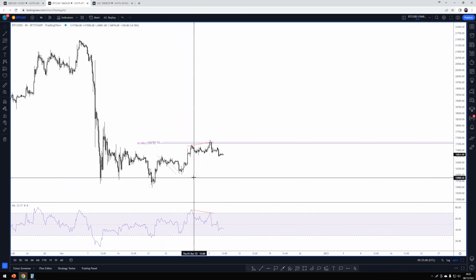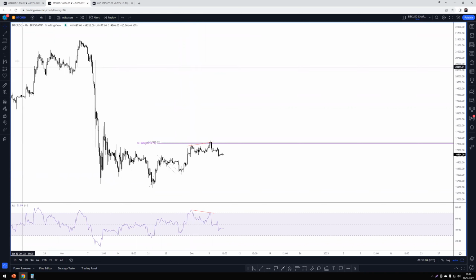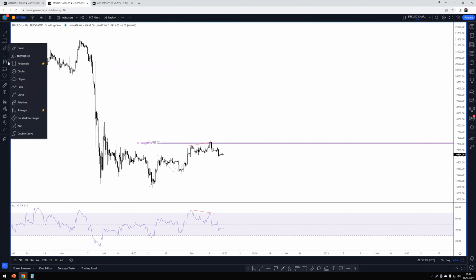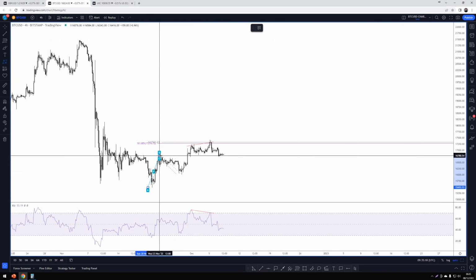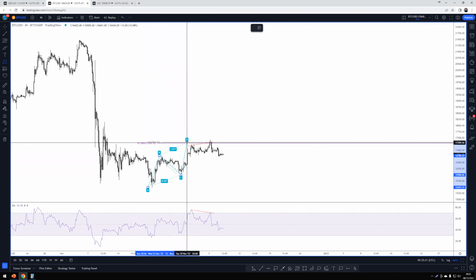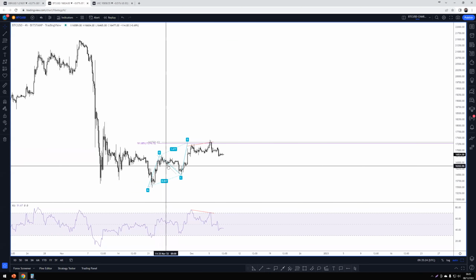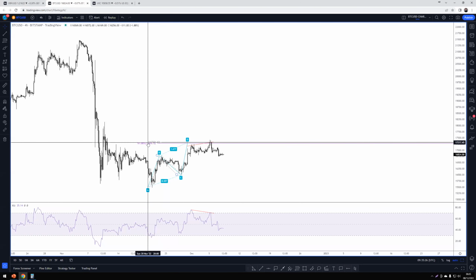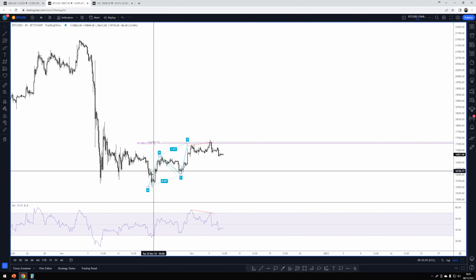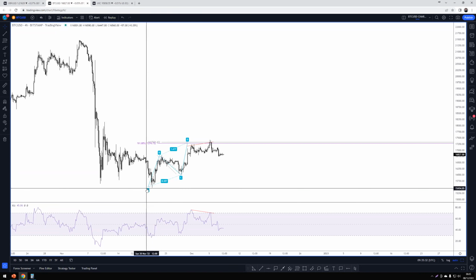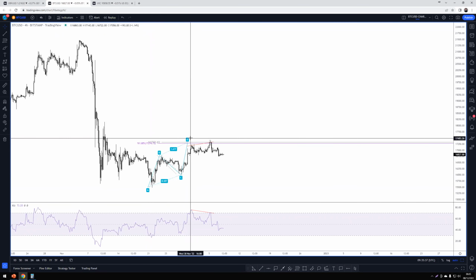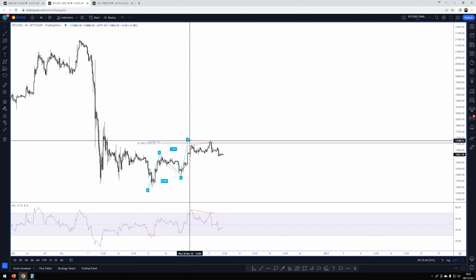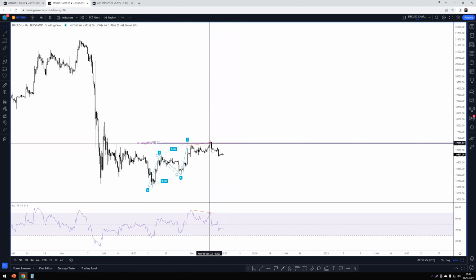Now, here we have an AB equals CD structure. I will draw this in for you. Bear with me, ABCD pattern. Again, guys, this is one of the simplest AB equals CD structures. Note that it aligns nicely with the 100% projection. Remember the projection: all the projection is doing is taking the value from A to B and extending it from point C. So it's essentially giving you the AB equals CD termination point. And as you can see, we did hit that.